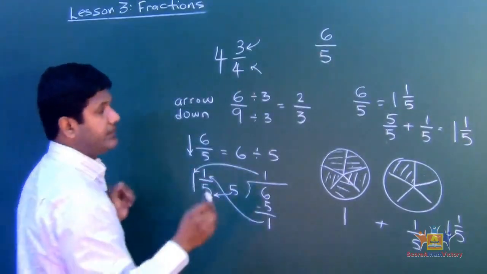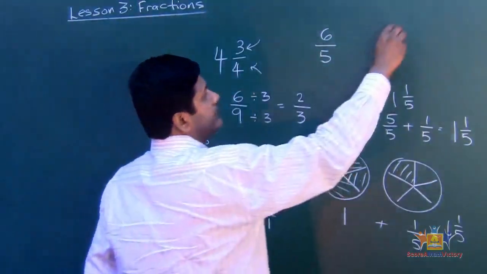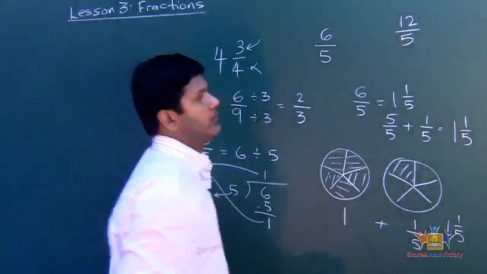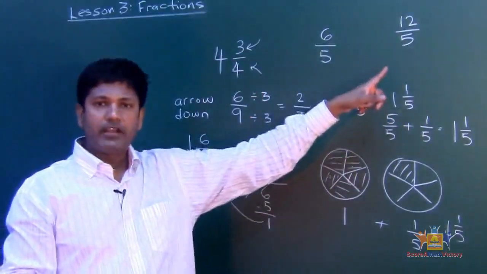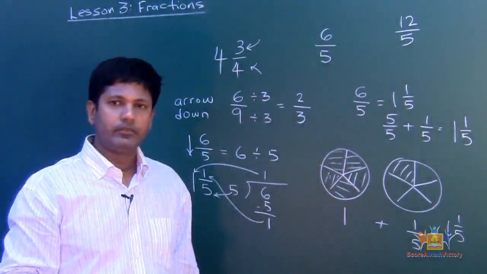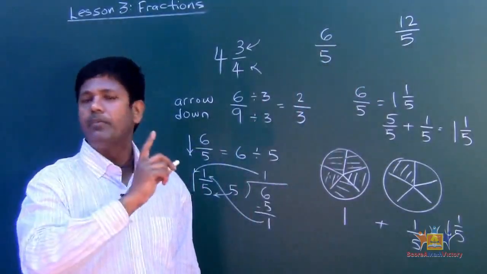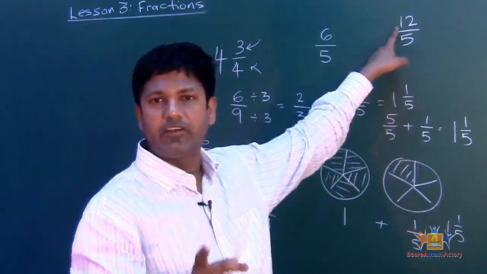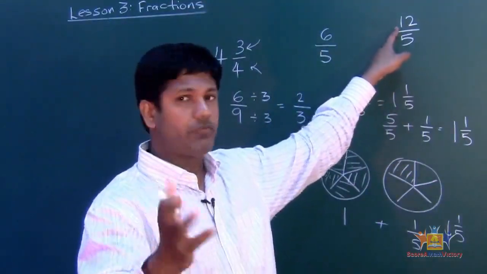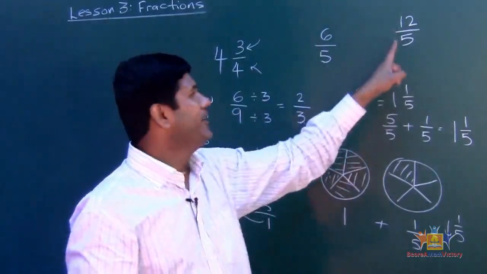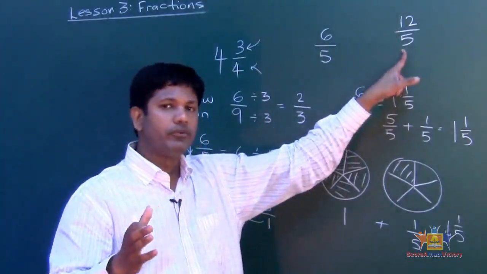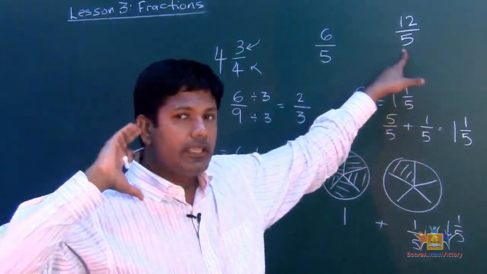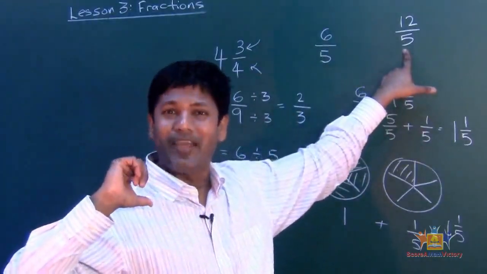Okay, let's do another one. Let's say, for example, I give you 12 over 5. Is this a proper fraction or an improper fraction? Very good, it's improper. Why? Because the numerator is greater than the denominator. So we can't have that, am I right? So this makes it improper. So what do we have to do? Change it to proper. So how are we going to do that? Using, very good, the arrow down method.